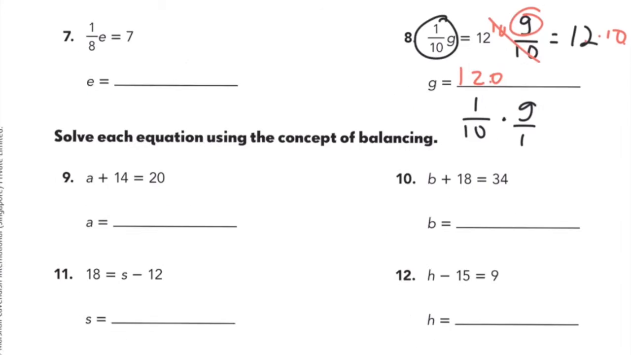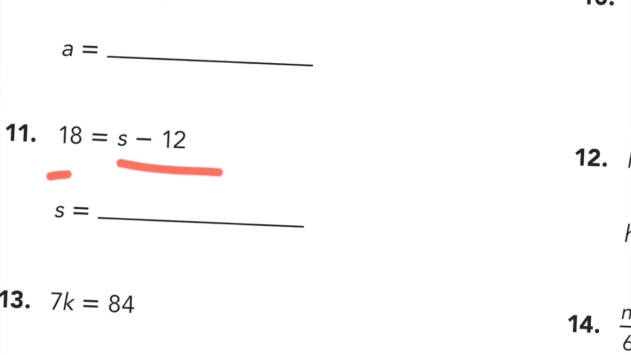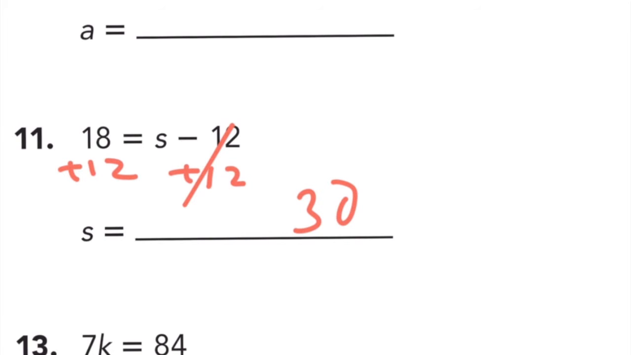Okay, bottom ones. Same thing. Solve each, just how we did before. It really doesn't matter if the variable is on the right side of the equation or the left. We're doing the same exact thing. So let's go ahead and do this one. All right, so we have s minus 12, so we want to add 12 to both sides. When we add 12 to both sides, s will equal 30. These cancel out. 18 plus 12 is 30.